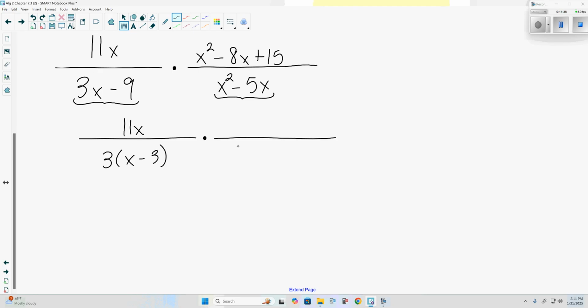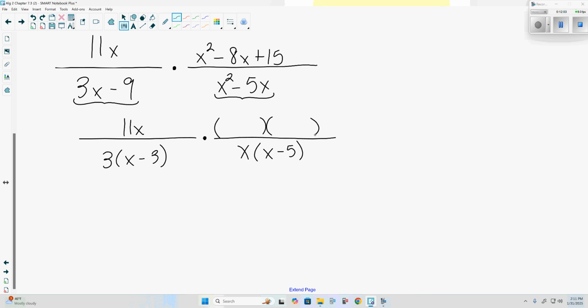X squared minus 5x has a greatest common factor of x. Since they both have x in common, we can factor it out. X out of x squared leaves us with x. X out of 5x leaves us with 5. X squared minus 8x plus 15. We don't have any term in common with all three. So we'll have our two sets of parentheses with 3 spaces.